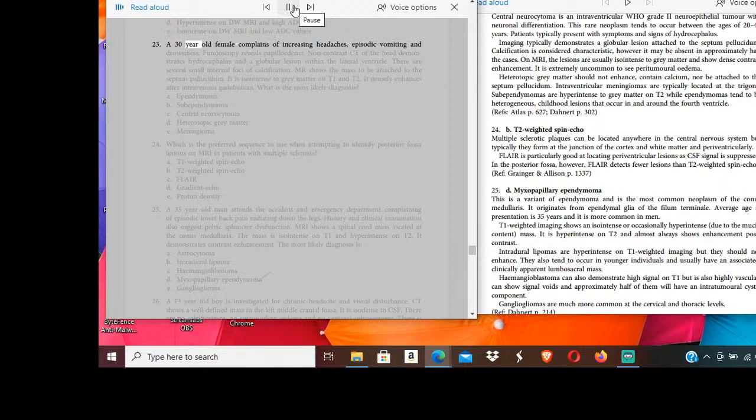23. A 30-year-old female complains of increasing headaches, episodic vomiting and drowsiness. Fundoscopy reveals papilloedema. Non-contrast CT of the head demonstrates hydrocephalus and a globular lesion within the lateral ventricle. There are several small internal foci of calcification. MRI shows the mass to be attached to the septum pellucidum. It is iso-intense to gray matter on T1 and T2. It densely enhances after intravenous gadolinium. What is the most likely diagnosis? A. Ependymoma, B. Subependymoma, C. Central neurocytoma, D. Heterotopic gray matter, E. Meningioma.